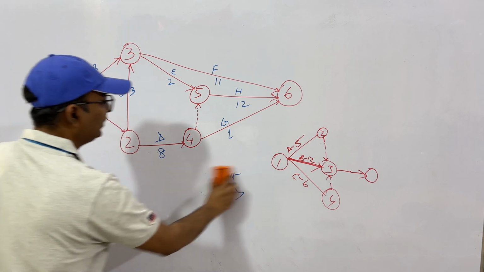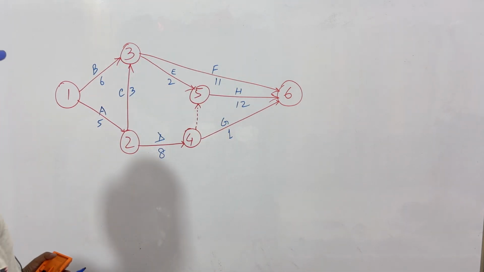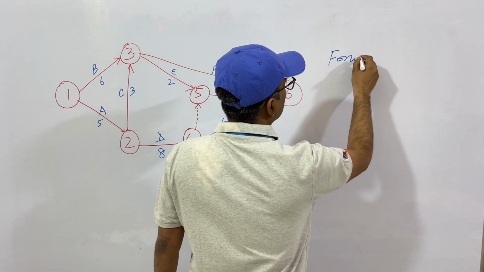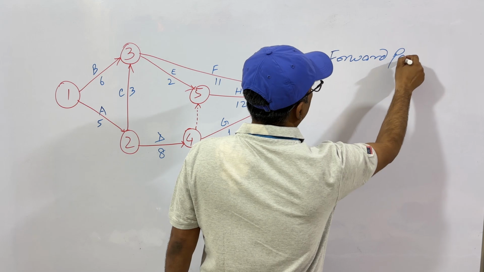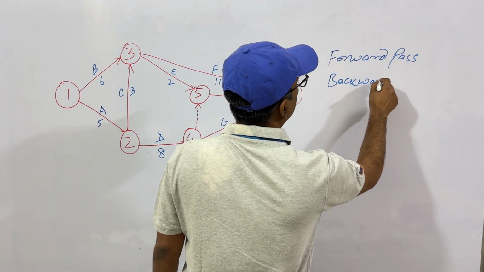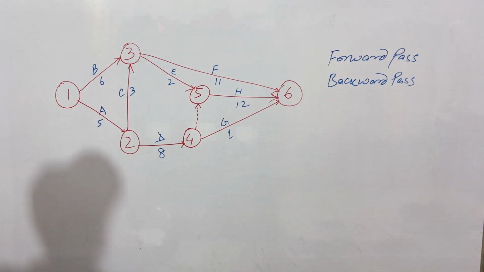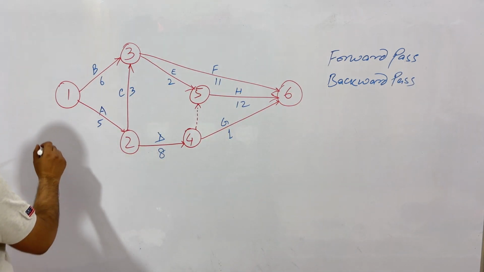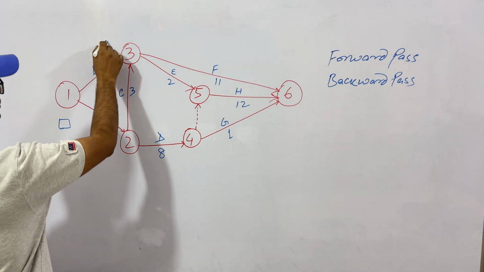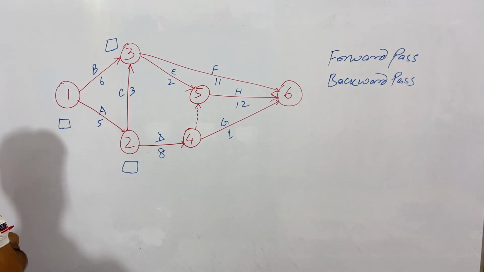Now, when you have understood what critical and non-critical activities are, you'll understand what a forward pass is. Forward pass and backward pass. These are 2 ways for computation of the time schedules. What is forward pass? It is denoted by a square or a rectangle on this map, on the network model, like this.